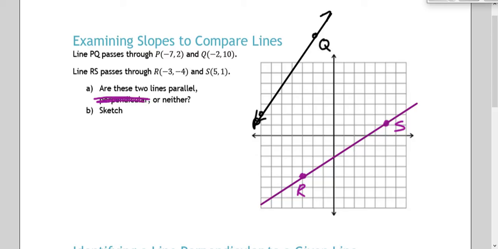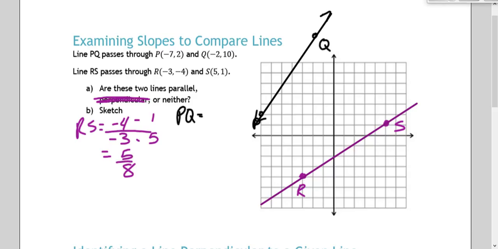So the slope of RS is equal to -4 over -3 minus 1 over 5, which gives me 5/8 in the end. And then my slope for PQ is -7 minus -2 over 2 minus 10, which leaves me in reduced form 3/4. So these guys are neither.